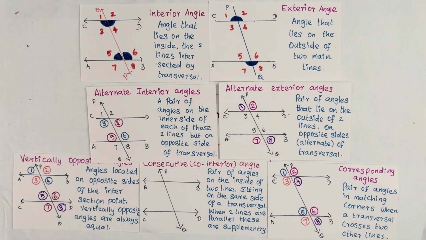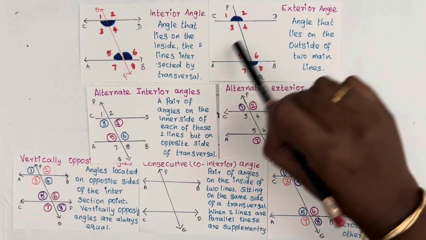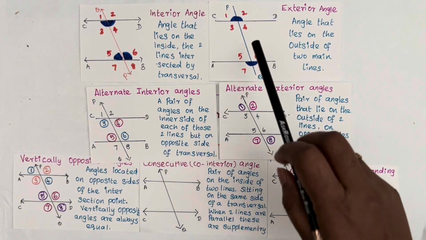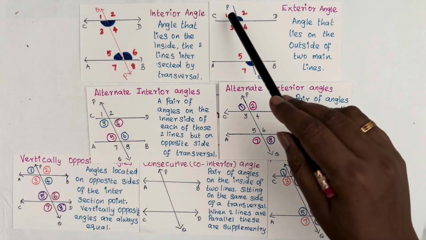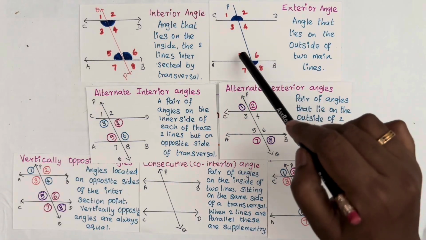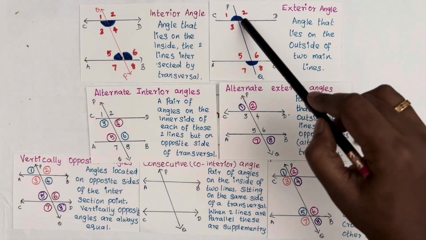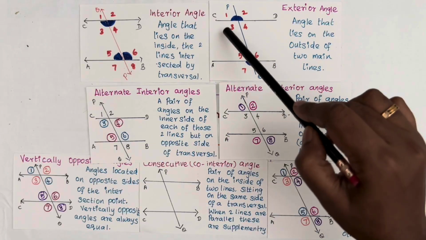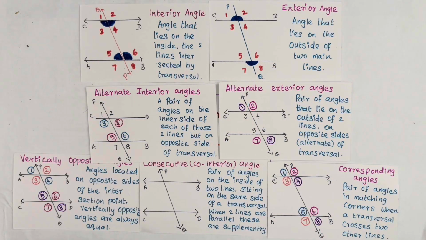When a line crosses two lines, it creates 8 distinct angles. So here we have 1, 2, 3, 4, 5, 6, 7, 8. 8 different angles, 4 at each point. At this point we have 4 angles, and at this point we have 4 angles. So these are all categorized based on the position.